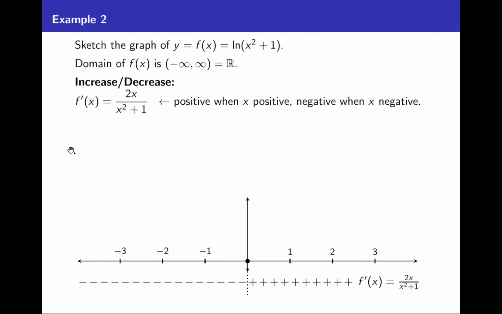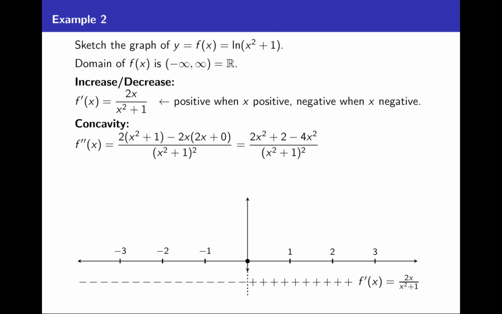We need to look at concavity. For concavity, we know we have to look at the second derivative, the derivative of f prime. f prime is a quotient, so we have to use the quotient rule to compute f prime prime. It's the derivative of 2x, which is 2, times x squared plus 1, minus the top function 2x, times the derivative of x squared plus 1, which is 2x plus 0, all divided by x squared plus 1 squared. And we've got to look at the sign of this. Where is it positive? Where is it negative?